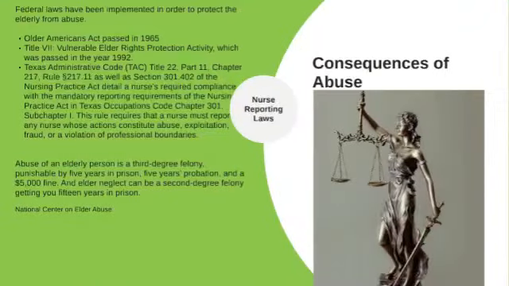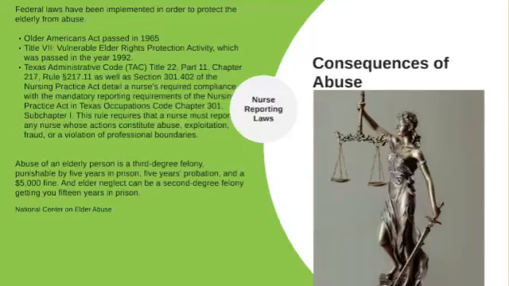Consequences of abuse. Federal laws have been implemented in order to protect the elderly from abuse. There is the Older Americans Act, passed in 1965, the Vulnerable Elder Rights Protective Activity, which was passed in 1992, and in Texas we have Texas Administrative Code Title 22, which states this rule requires that the nurse must report any nurse whose actions constitute abuse, exploitation, fraud, or a violation of professional boundaries.